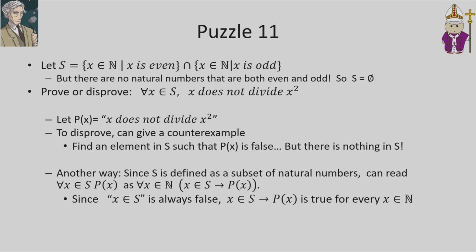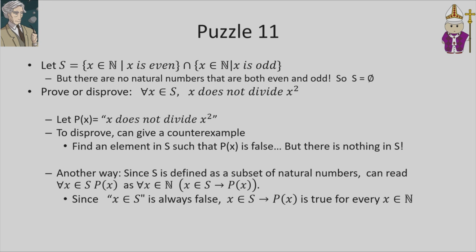So here's another way of looking at it. Maybe we could say that for every x in natural numbers, if x is in S, then x does not divide x squared. Okay, so now we are in a bit of a more familiar realm. We got an implication. In this implication, the left-hand side, x in S, is always false. No matter what natural number you take, it's not both even and odd.